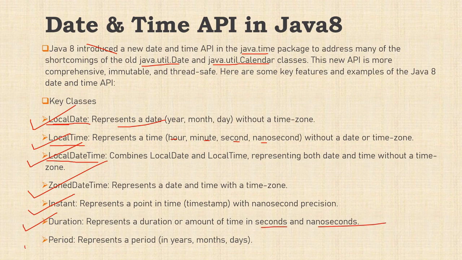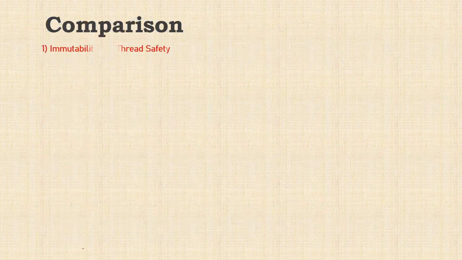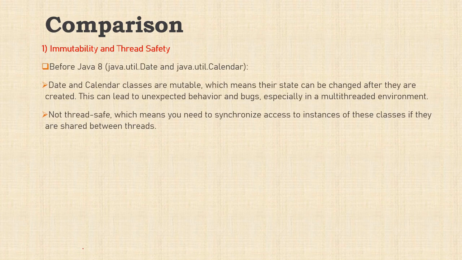And Period represents a period in year, month and date. We'll try to understand in the next slides Duration and Time, what the difference between duration and time is, and all the concepts, how you can create a duration between two times, given two scenarios. So we are going to do a comparison.